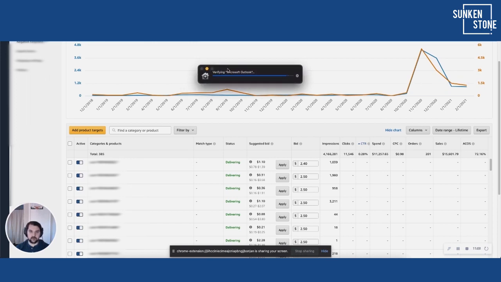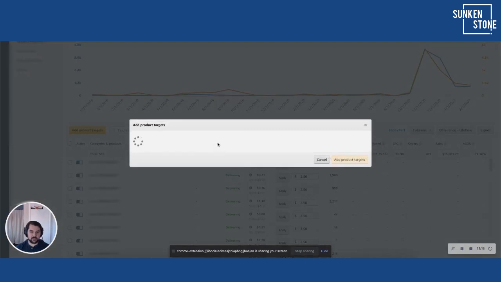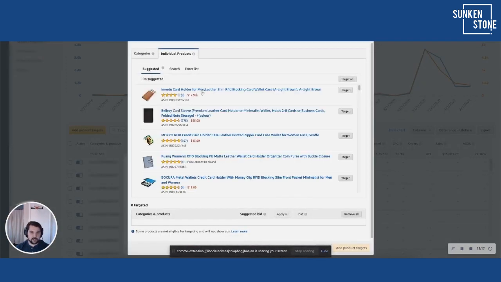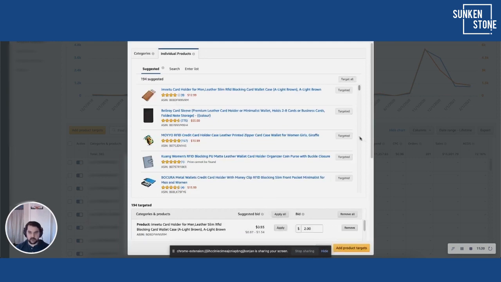Get out of here, Outlook. Are you kidding me? All right, shrinking you down. You go to add product targets, and then you can just go to individual products, suggested. Amazon's going to give you a bunch. We're just going to target all of them.